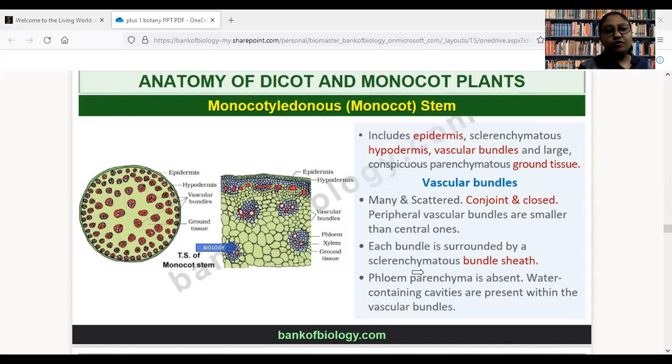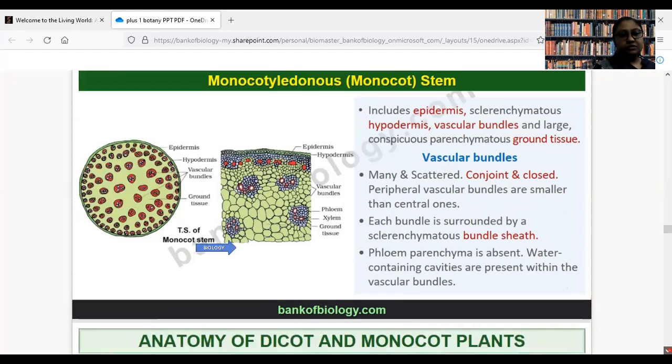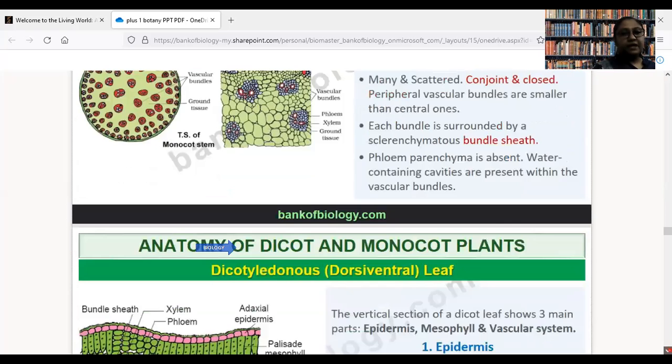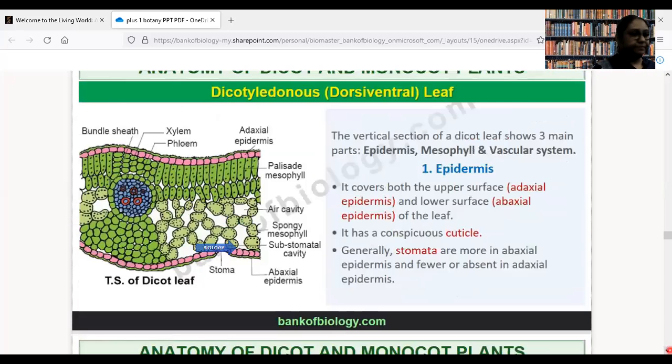Okay. So phloem parenchyma is absent. Water containing cavities are present between the vascular bundles. Water containing cavities are possible because they don't have cambium. They don't go for secondary growth. Enough space they have. Okay. So let's move ahead. Now we will talk about leaf.